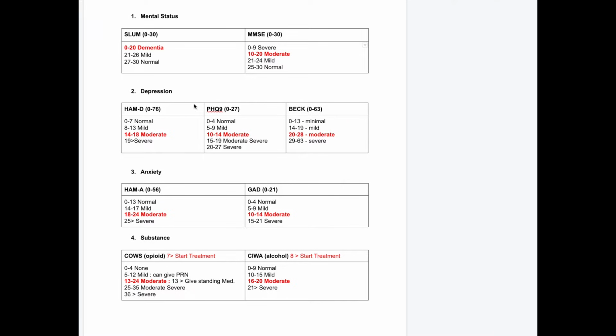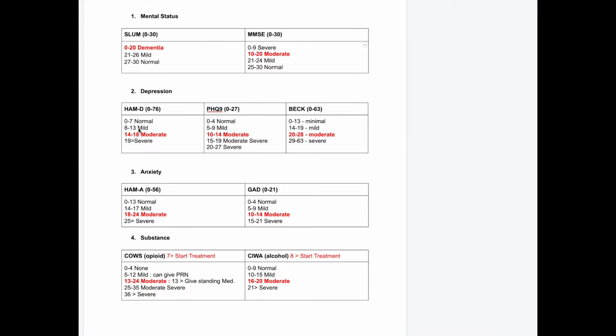Okay, so the second category that I want to talk about is depression. In depression, you can have 3 different types of scales. The first one I'm going to go over is HAM-D. There are 2 HAMs: HAM for anxiety and HAM for depression. The one I'm talking about right now is HAM-D for depression, because we're doing the category depression. First category, mental status; second category, depression. In depression, there are 3 assessments: HAM-D, PHQ-9, and Beck. Those are 3 different scales that you would use for depression.